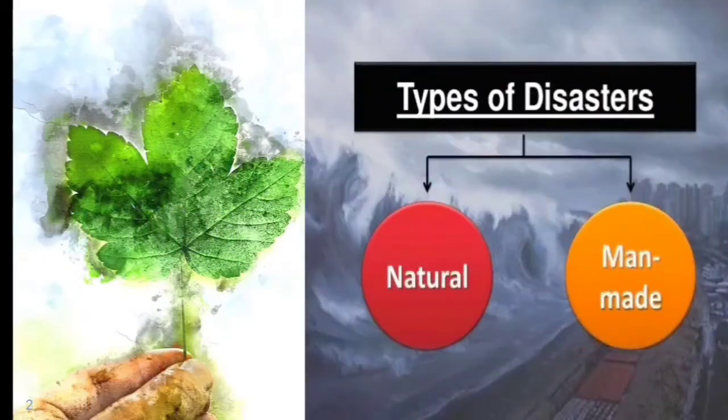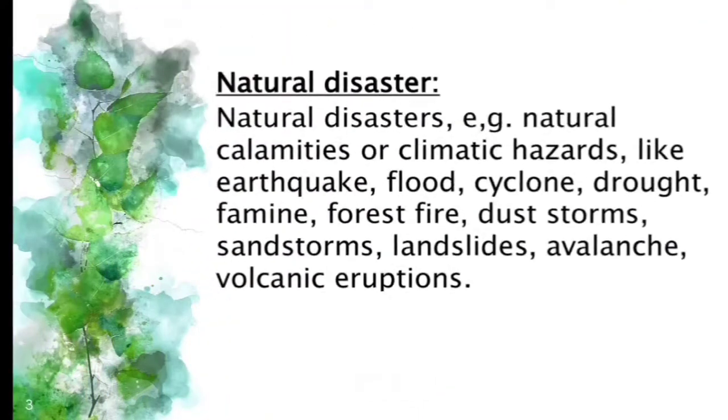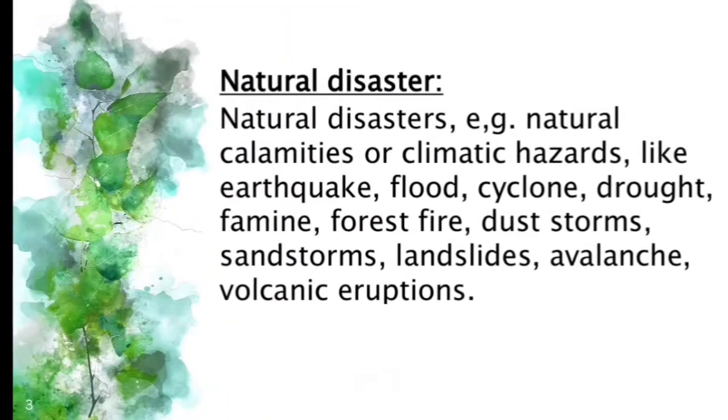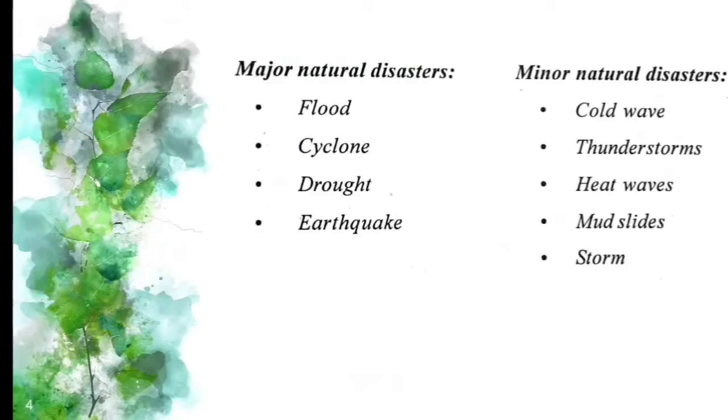There are two types of disasters. One is natural disasters and the other type is man-made disasters. Natural disaster results from natural processes of the earth. In this slide we could see few samples of natural disaster. And we can categorize this into two subcategories: major natural disasters and minor natural disasters. We could see few samples in this slide.